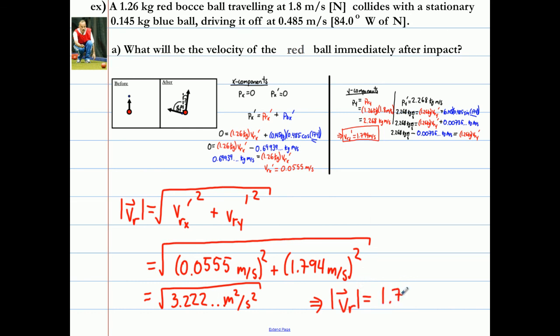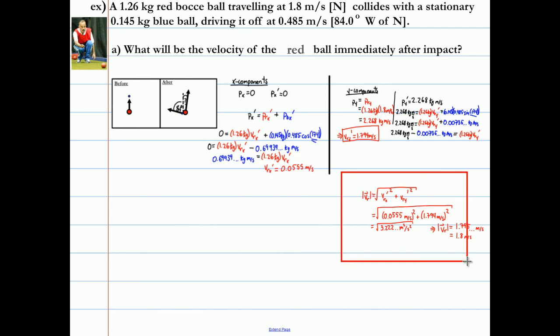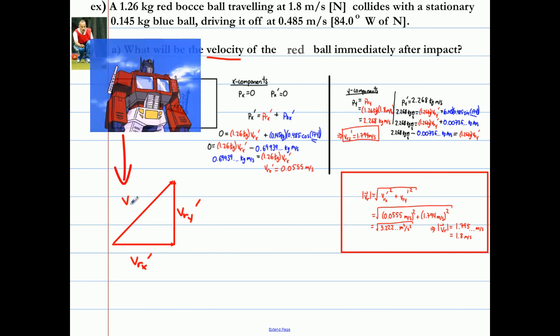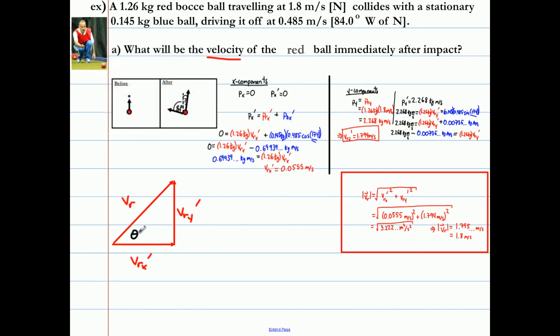So the magnitude of the red ball's velocity after the collision is 1.795, some other digits, meters per second. So sig dig wise, 1.8 meters per second. So next, because we're finding the velocity, we need to find the direction as well. Okay, so we do opposite over adjacent. So we use tan, and we just take the y component of the red ball's velocity after the collision, divided by the x component of the red ball's velocity after the collision. So we take the inverse tan of that ratio.